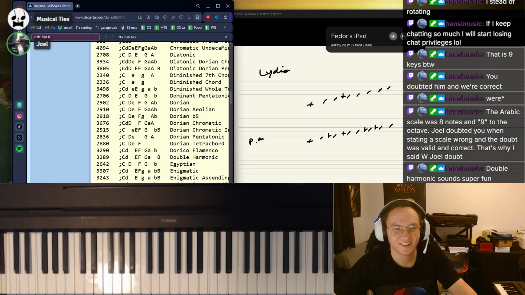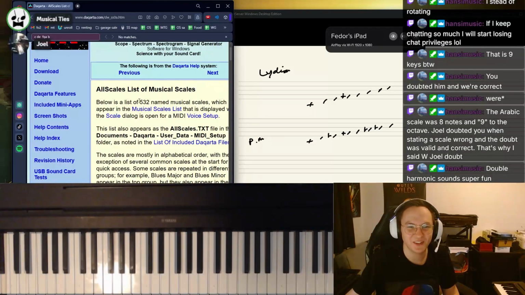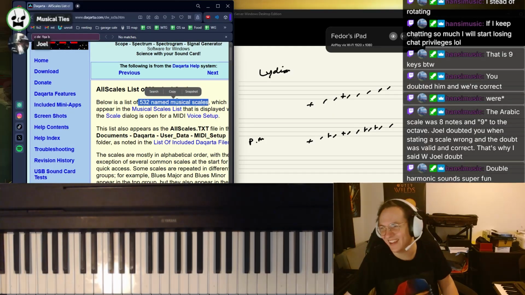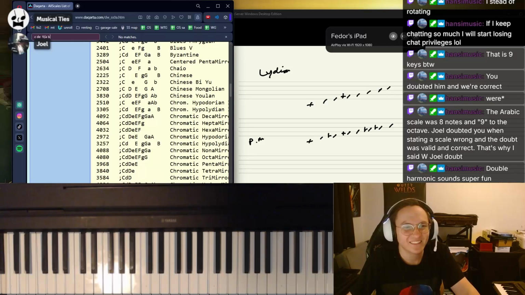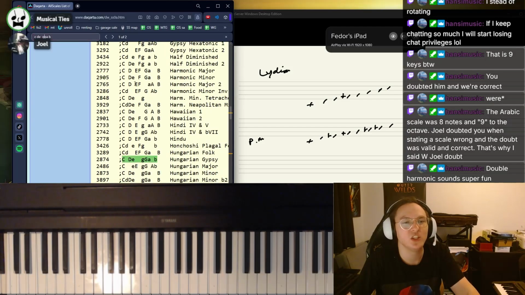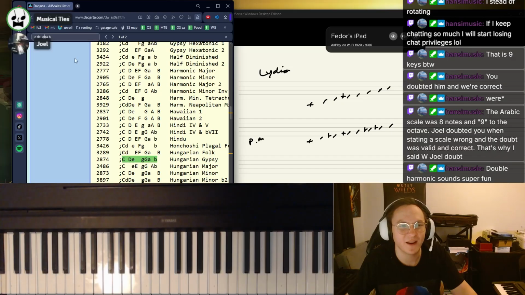I think we just invented a new scale. We just invented a scale, bro. That note doesn't exist. I think there's 532 named musical scales on this page, and we found one that isn't named. Oh my god. Yeah, the F sharp, is it? Oh, because it's G. My bad. G flat. It's only flats. Lowercase for flats. There we go. I found it. Okay, there's no way. I was like, there's no way.